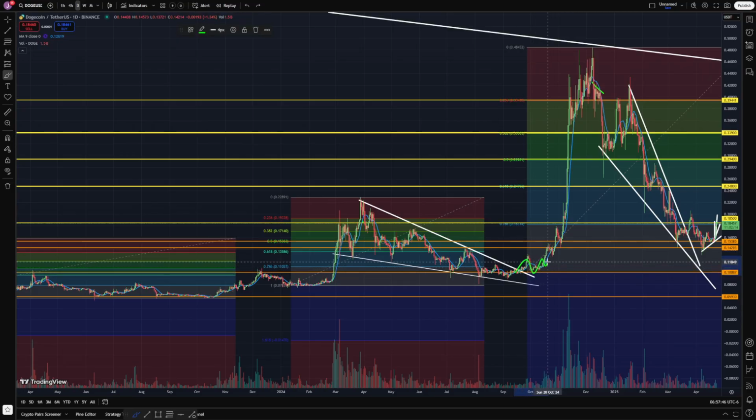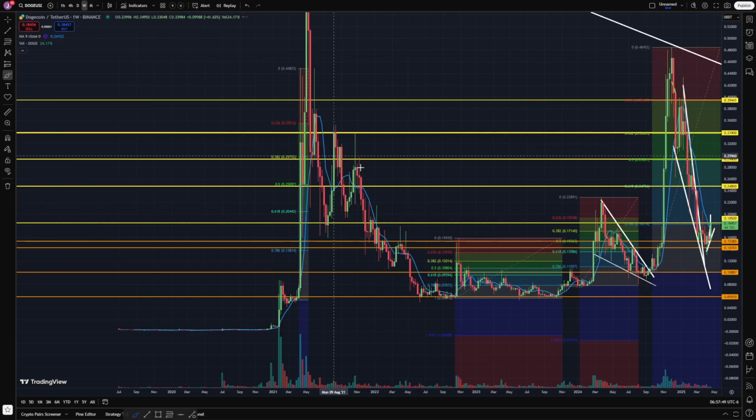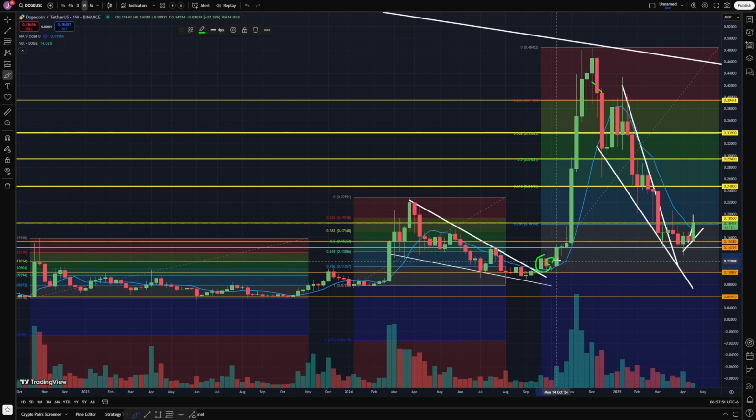But once we started getting support on the weekly, let's go back to the weekly, we broke above the weekly on these candles. We started getting support on it. Then we broke to the upside.